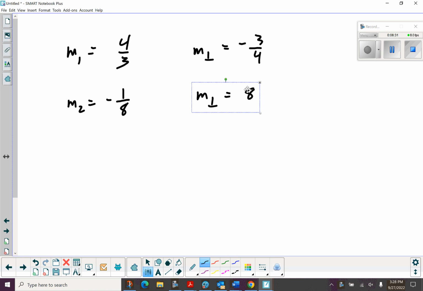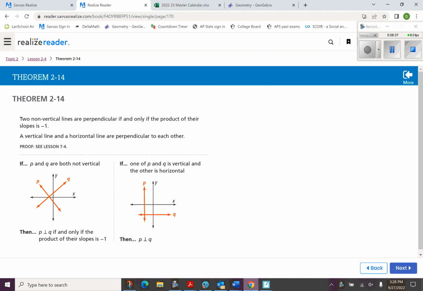Okay, hopefully we remember how to deal with nice integers. So what they have in the theorem here, I would prefer we refer to this as the perpendicular lines and slopes theorem. It's absolutely true, but it's really not all that helpful.